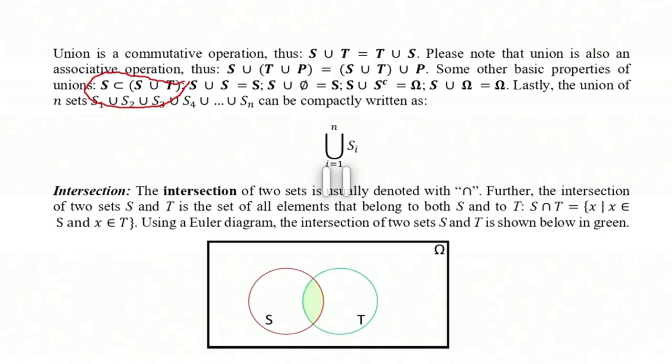Now I'm going to move to something else. Take a look at this. S union S, the same. I'm still going to have S. That's what this means. Then I'm going to show you another one. You can verify that. S union empty set is still going to be S.